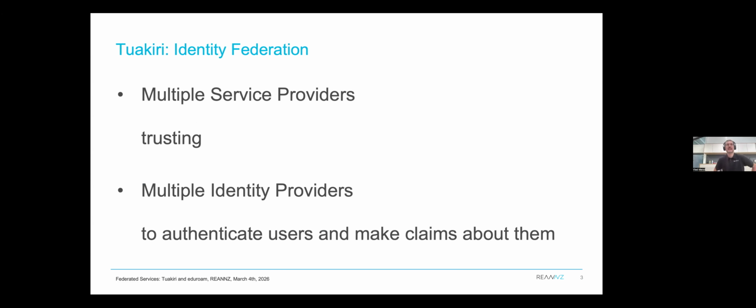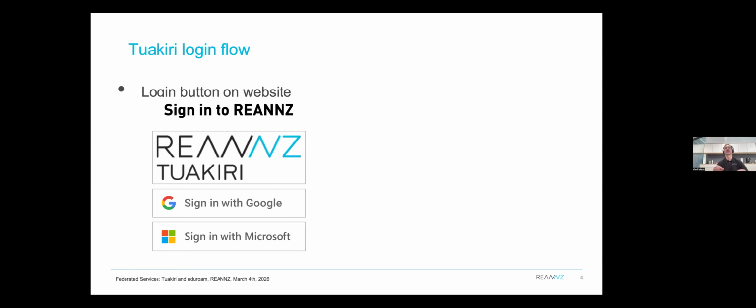Tuakiri is an identity federation. That means it connects multiple service providers, which could be websites requiring login, who trust multiple identity providers to authenticate users and make claims about them. That is a definition of an identity federation.